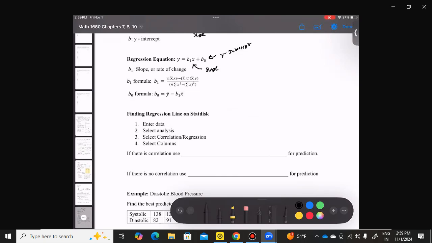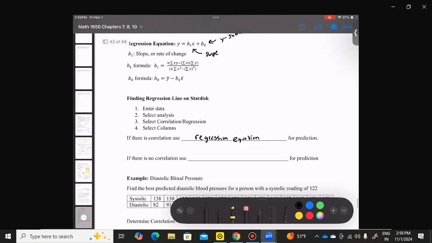Again, if there is correlation, then we can use the regression line, the regression equation, to predict. And then if there isn't correlation, we use the y mean, or y average, to predict.